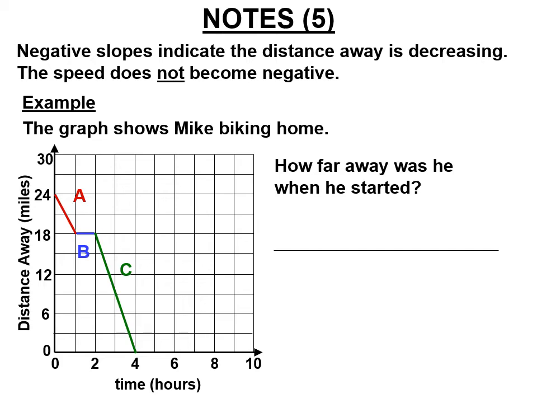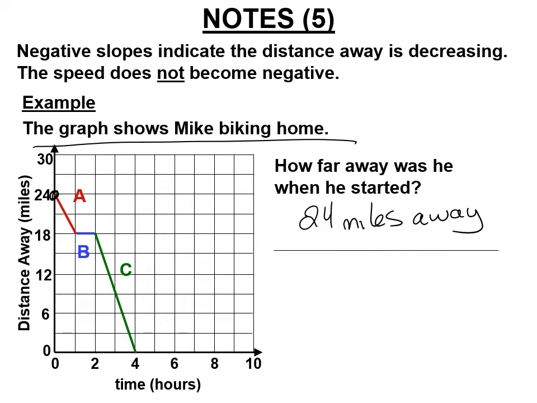All right, so now this, it does not have a negative slope. I've been saying over and over again, if it's going down, it's got a negative slope. But this is a little different. This graph is different because it says distance away. Let's see what this says. The graph shows Mike biking home. So he's 24 miles away from home. That's what this graph is showing, okay? So then he's going to bike home, so the graph is going in that direction.